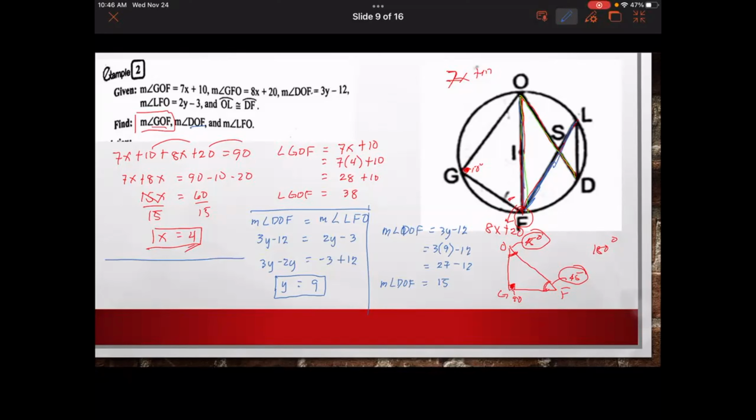Lang natin ilagay yung isa. So we have the LFO. For the measure of the angle LFO is equal to 2y minus 3. So 2y minus 3 is equal to 2 times the value of y, which is 9, minus 3. So this is 18 minus 3. So 18 minus 3, this will be 15. So the measure of angle LFO is equal to 15.